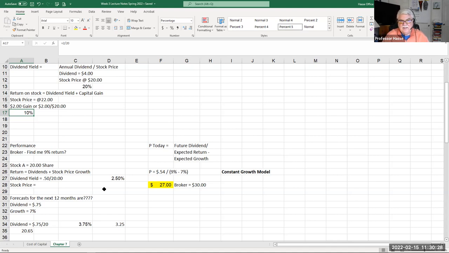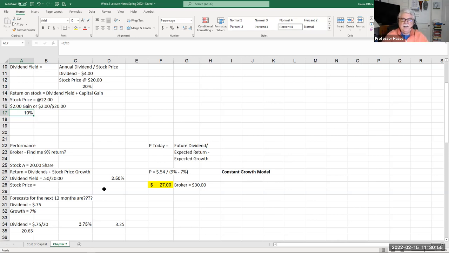Now, let's say I have a company, going back to this $20 example of a stock, and let's say they currently pay a 50 cent a share dividend right now. So their current yield is 2.5%, 50 cents as a percentage of $20. Now, the company has told us that they expect the company to grow by 7%. That means their dividend rate will grow by 7% in the next year.